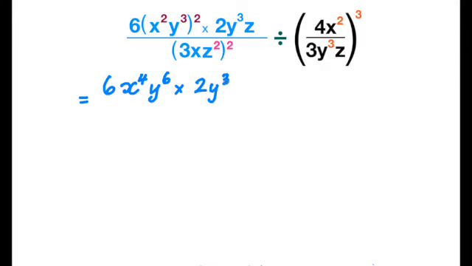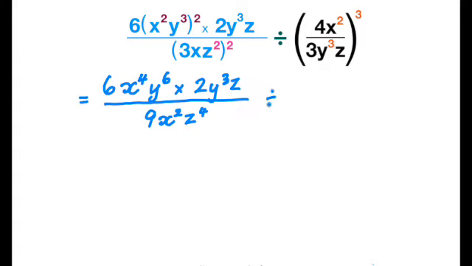The second term in the numerator is unchanged at this point because we're not dealing with brackets, so it's 2y cubed multiplied by z. We can see in the denominator of the first fraction there is a bracket which is squared, so everything in that bracket is now to the power 2. That means we have 3 squared, which is 9, we have x to the power 2, and we multiply the index for z, so we get 2 multiplied by 2 is 4.